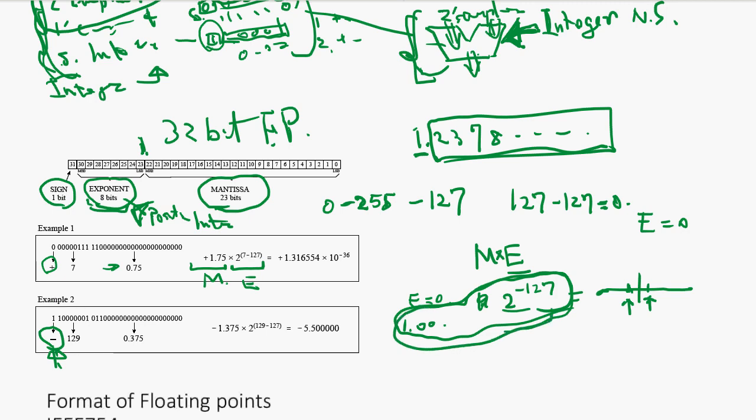The largest number is what? The exponent field can be 255. So 2 to the 255 minus 127, and the largest mantissa is the implied 1 and all the way 1s.